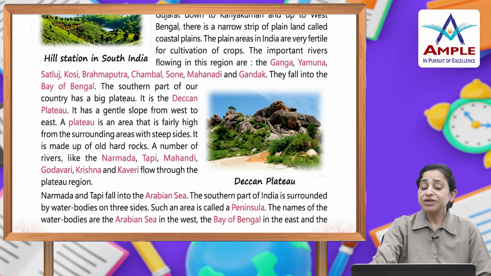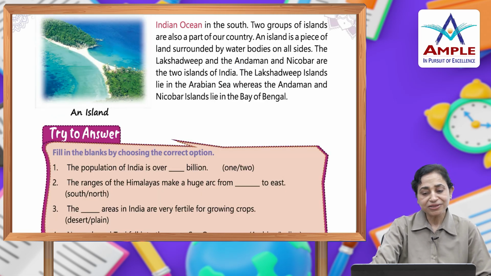The southern part of India is surrounded by water bodies on three sides. Such an area is called a peninsula. The names of the water bodies are the Arabian Sea in the west, Bay of Bengal in the east and Indian Ocean in the south.